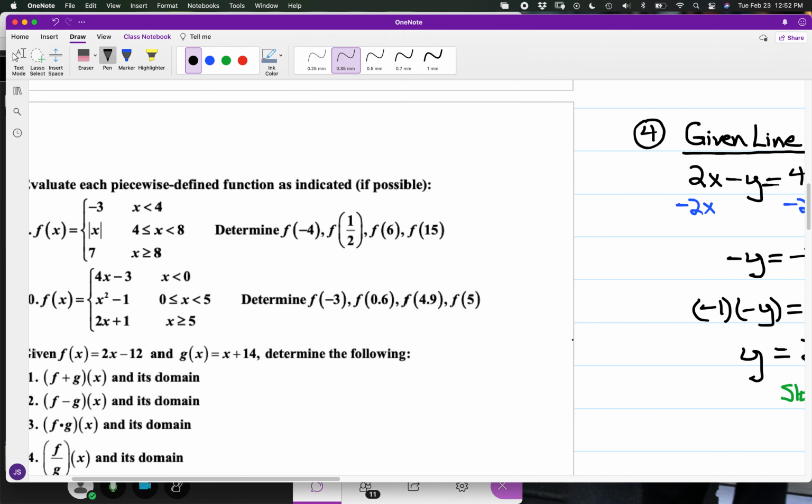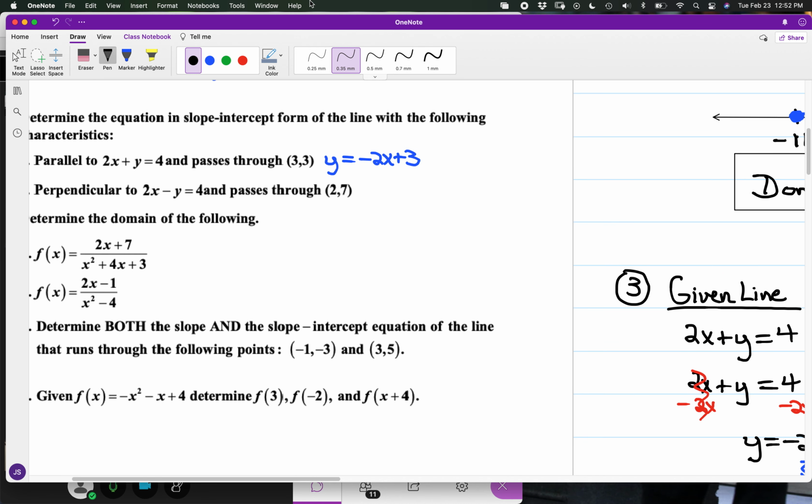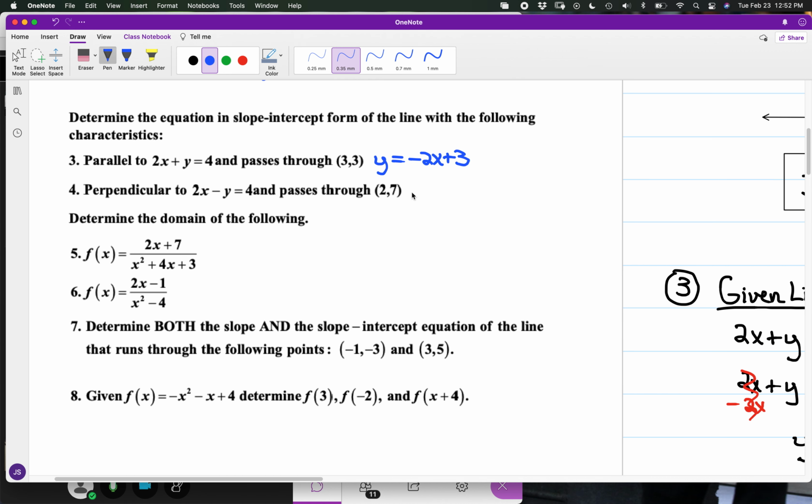All right, so in the case of the perpendicular line, for the slope-intercept equation, again we have y is equal to -1/2 of x plus 8.